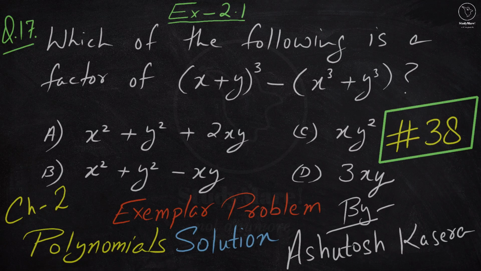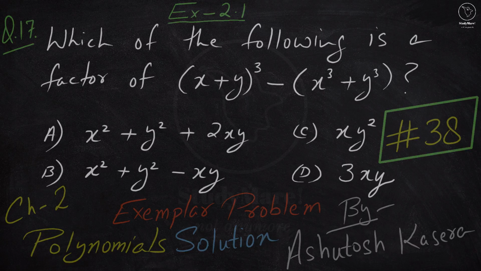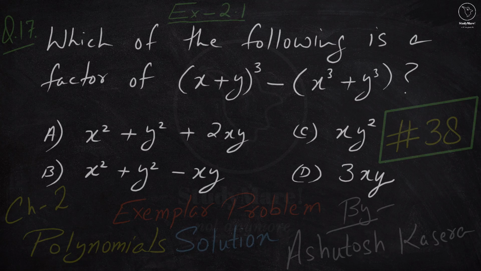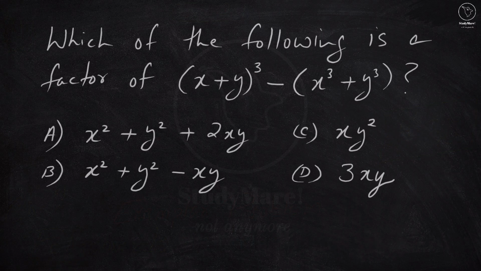Which of the following is a factor of (x plus y) whole cube minus (x cube plus y cube)? The given options are: A, x square plus y square plus 2xy. Option B is x square plus y square minus xy. Option C is xy square, and option D is 3xy.